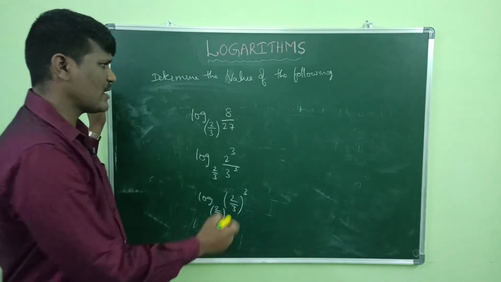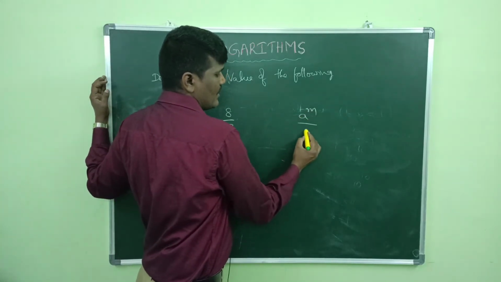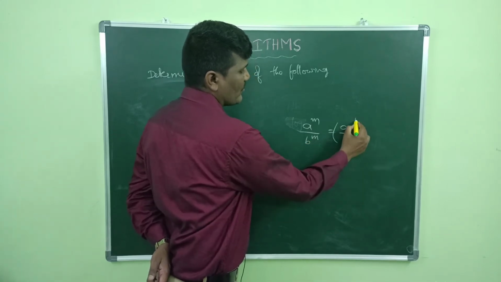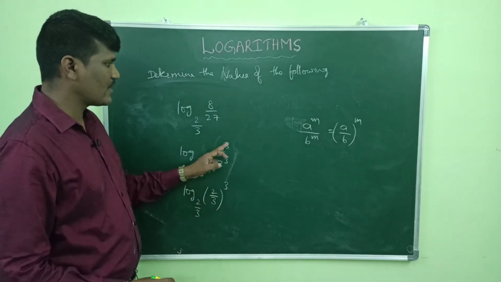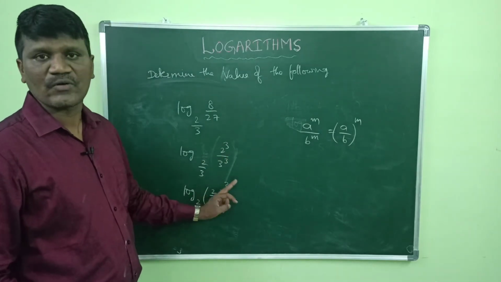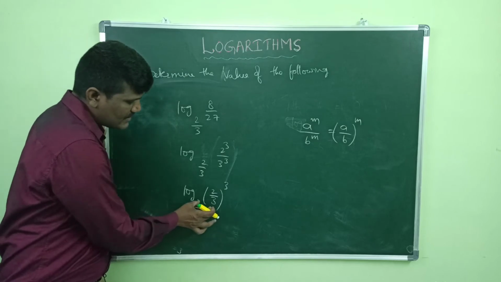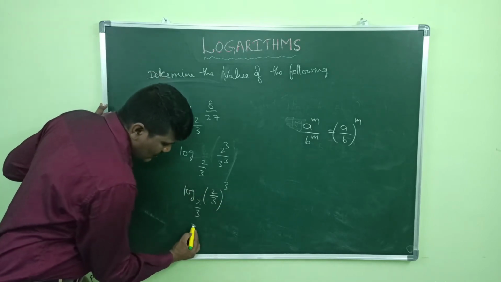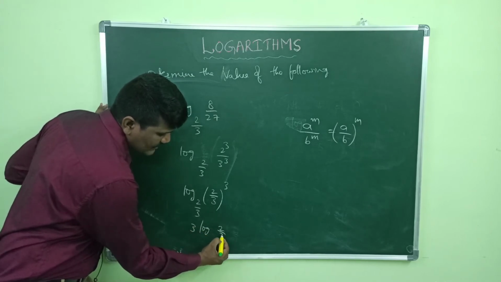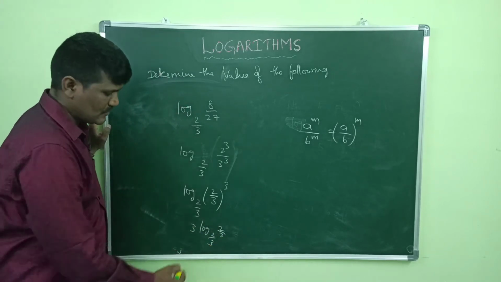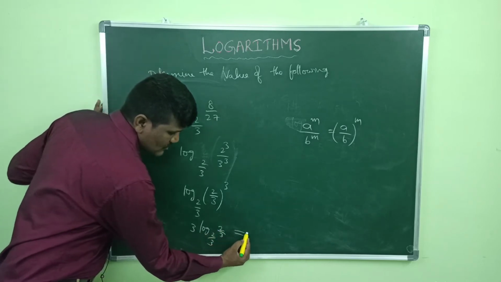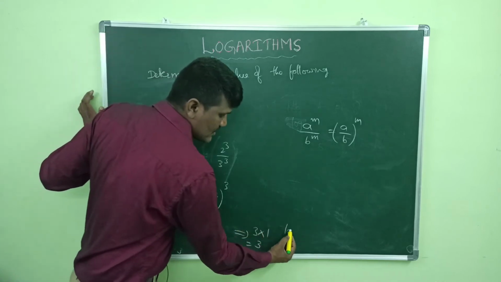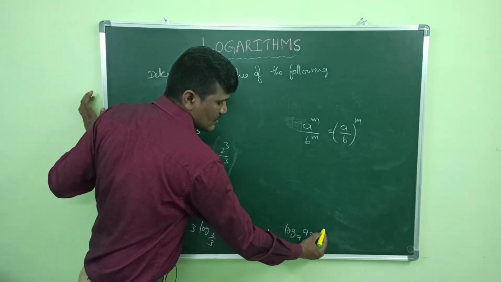I can write it because I am having the formula a power m by b power m is equal to (a by b) to the power of m. I can write this a power m by b power m is equal to (a by b) to the power of m. So now if you observe, the base and the logarithm value are the same, you can use the power rule here. So by using the power rule, 3 log 2 by 3 to the base 2 by 3. So now log 2 by 3 to the base 2 by 3, you can write 3 into 1 is equal to 3. The formula which I used here is log a to the base a is equal to 1.